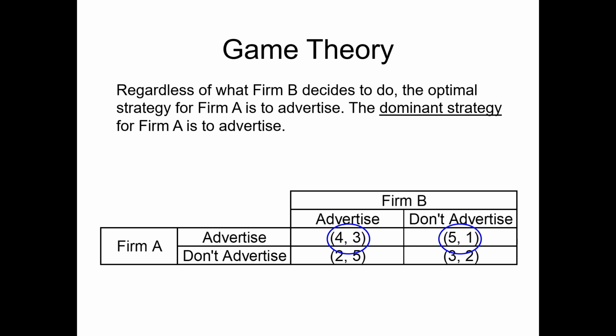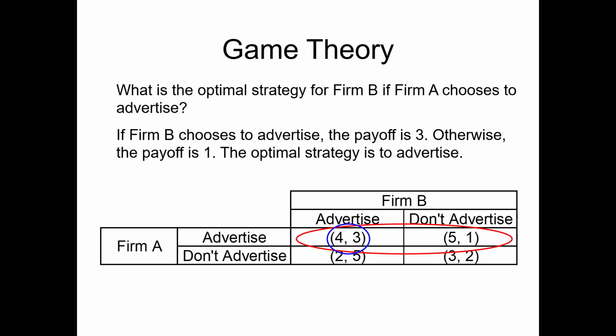This can be called a dominant strategy regardless of what the other firm does. Same as that, what is the optimal strategy of firm B if firm A chooses to advertise? Firm B also doesn't know what firm A does. So in that case, what will happen? If firm B chooses to advertise, the payoff is 3. Otherwise, if it goes for don't advertise, the payoff is 1. So the optimal strategy is to advertise for firm B also.